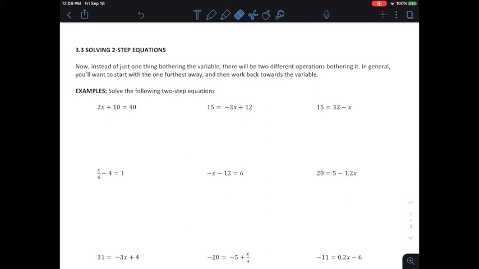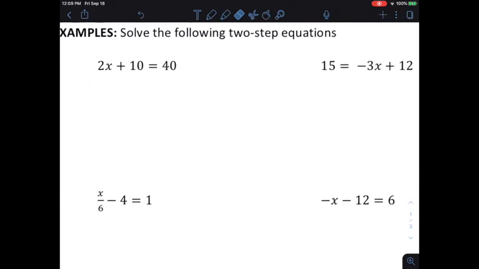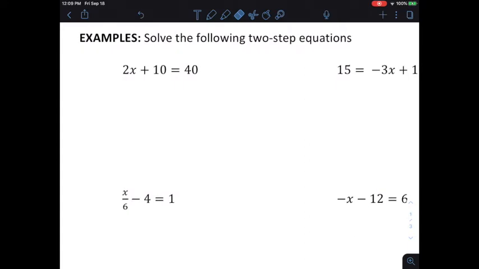One thing that I'm going to suggest is that when you look at these problems, identify the thing that is furthest away from the variable, on the same side of the equation. In this case, we have the plus 10. That's the furthest thing away from the variable. So I want to start with that. If I see plus 10, I'm going to subtract 10 from both sides.